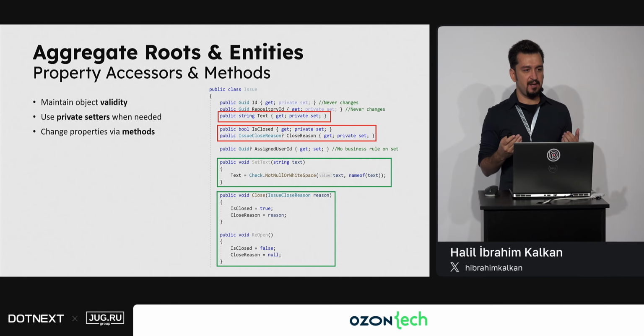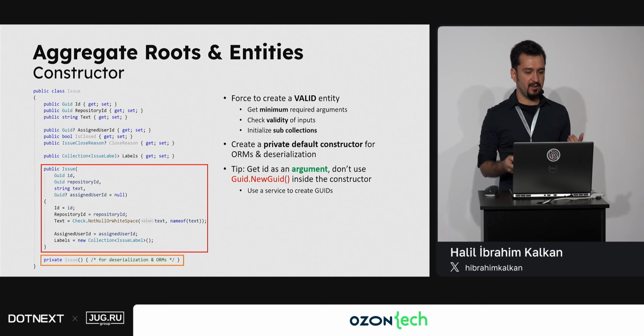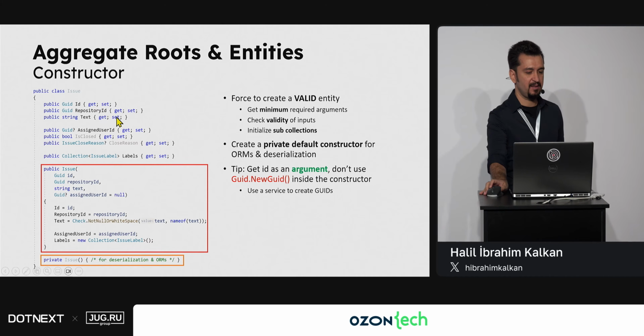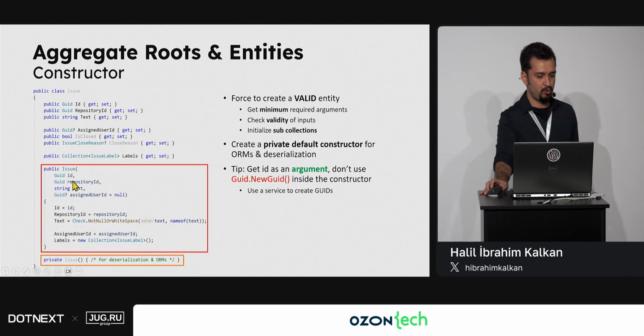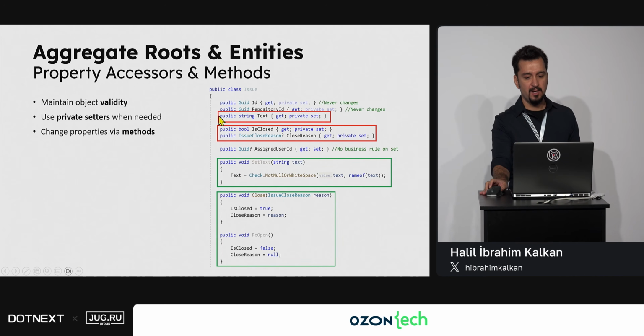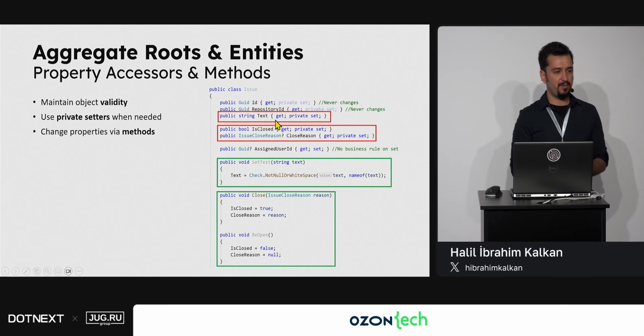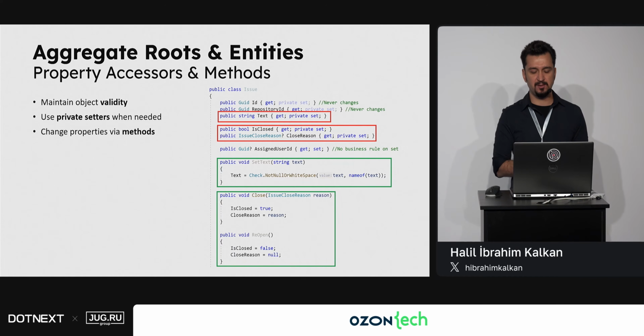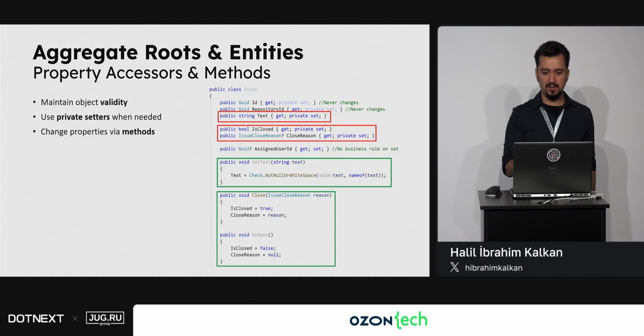Okay, we created an aggregate as a valid object, remember. However, you see that text has a getter and setter here. If we create a valid issue with text, then we can just set it to null again, so it is not valid anymore. So instead of making all properties public setters and getters, just use private setters and some methods to change these properties.